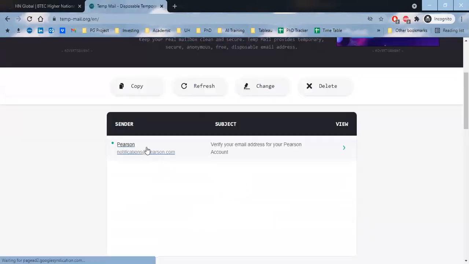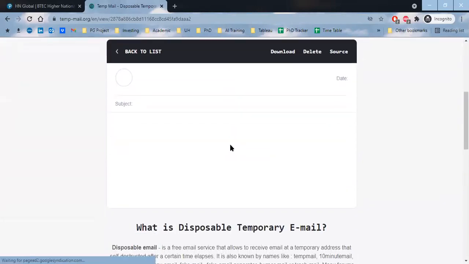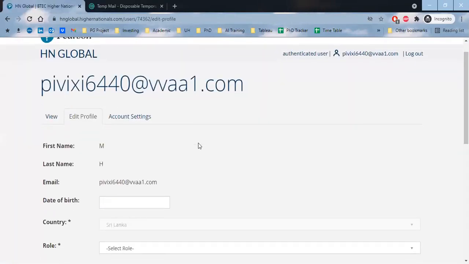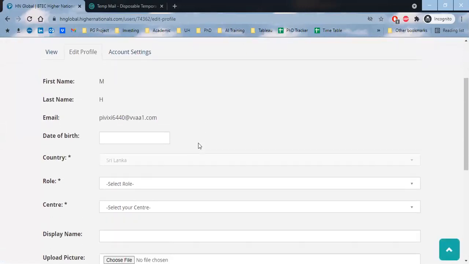Then you will get a mail in order to verify your email account. Here, don't use a temporary email, right? I'm just using a temporary email address, but don't use a temporary email address. Use a proper email address. Then here you have to fill these things.